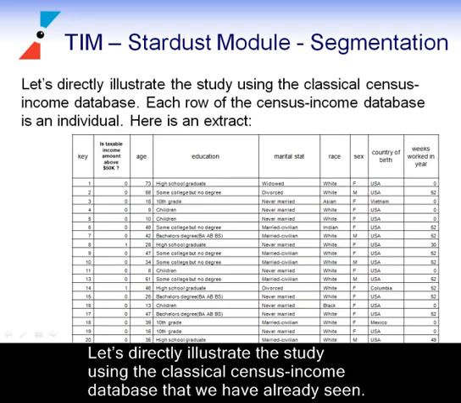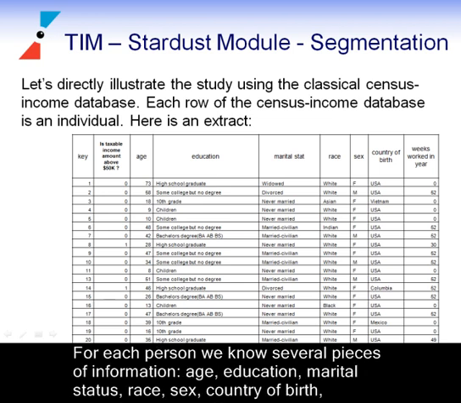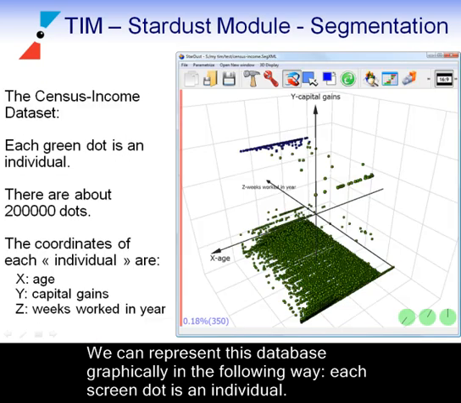Let's directly illustrate the study using the classical census income database that we have already seen. Each row of the census income database is an individual. Here is an extraction of the database. For each person we know several pieces of information: age, education, marital status, race, sex, country of birth, weeks worked in year, and so on. We can represent this database graphically in the following way.